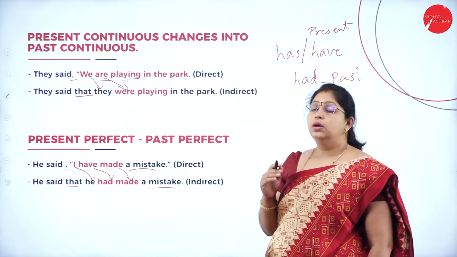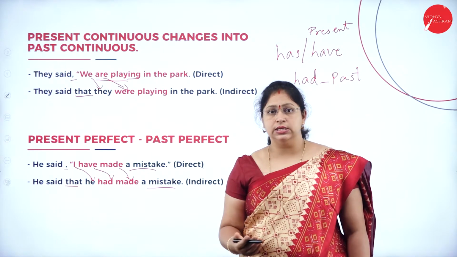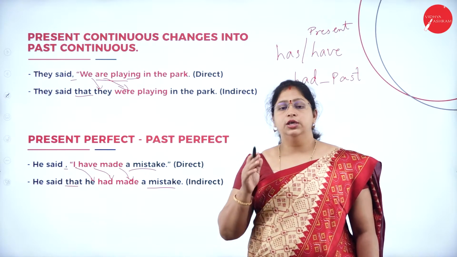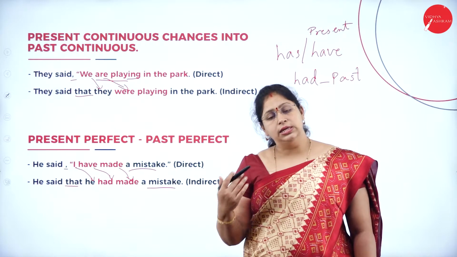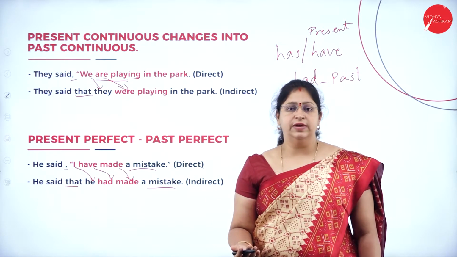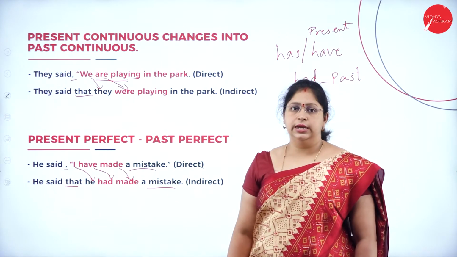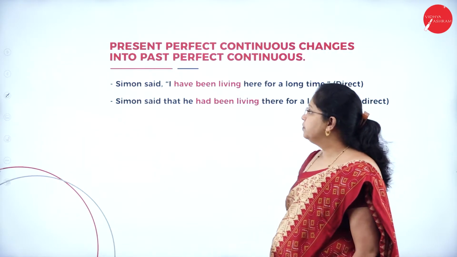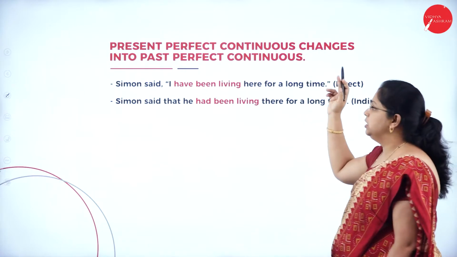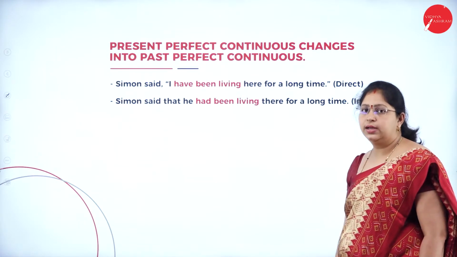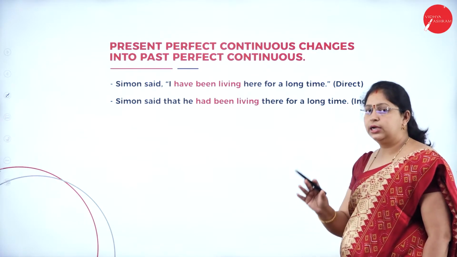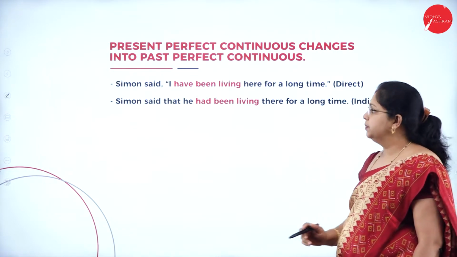So this is how we need to do it when it is present perfect tense to past perfect tense. Okay. So identifying in which tense it is, is very important for you. If you know that, changing from direct to indirect will be very easy. So when you are doing it, please see in which tense it is. Okay. Next, present perfect continuous changes into past perfect continuous. Perfect continuous, present to past.